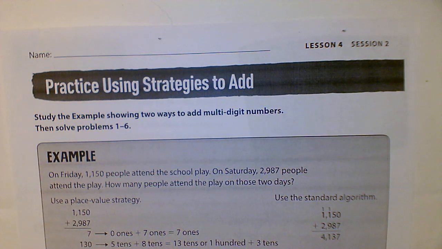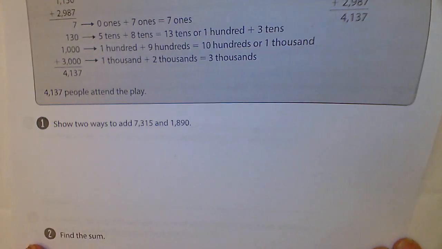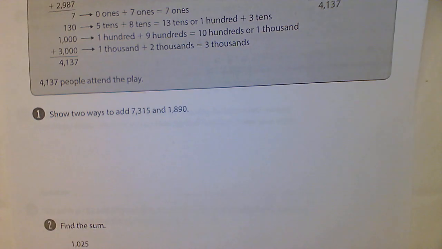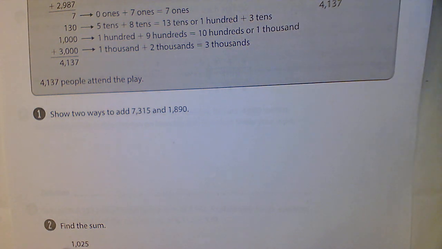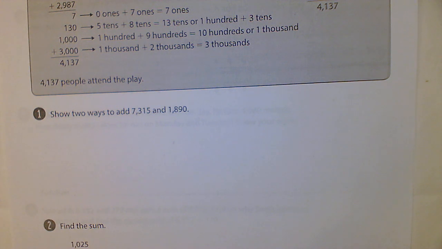So I'm going to go ahead and jump down to the problems, and I'm actually going to do things maybe a little differently than how they are written here. For example, here it says, show two ways to add 7,315 and 1,890. I'm going to do one way, one, because I don't want this video to be too long, and two, because I really want to focus on the algorithm that you guys are working on for adding.